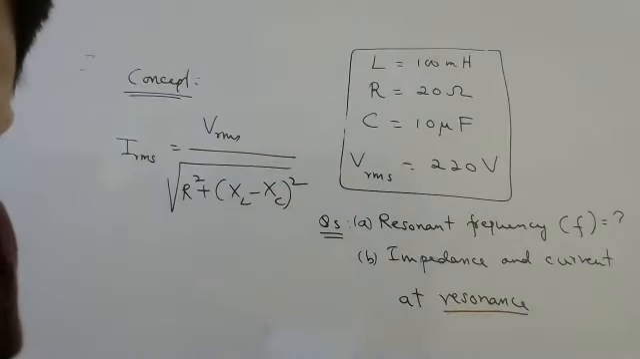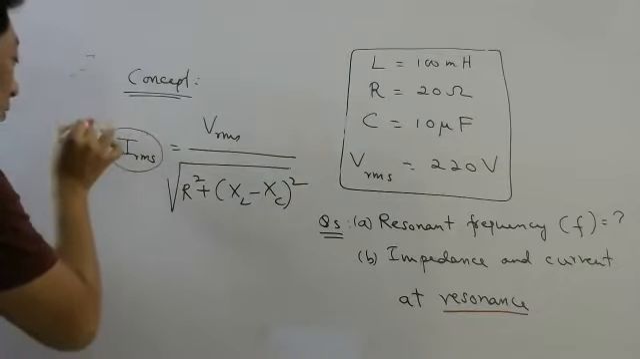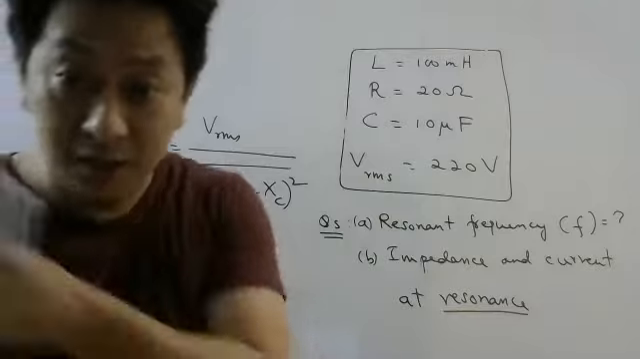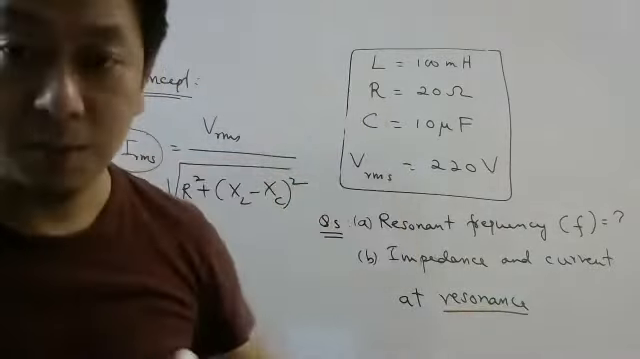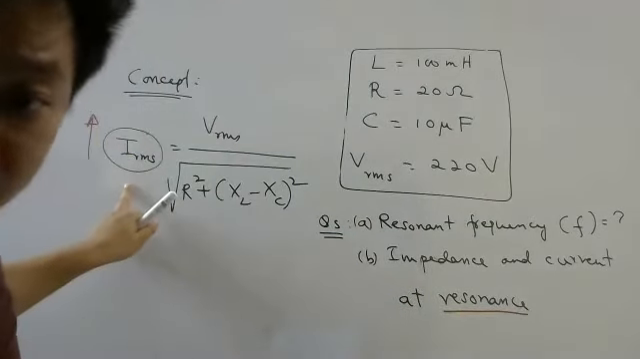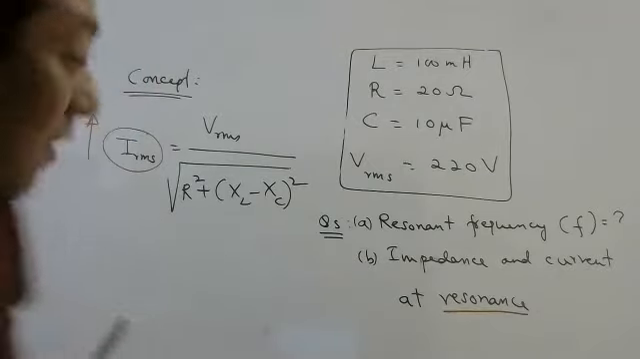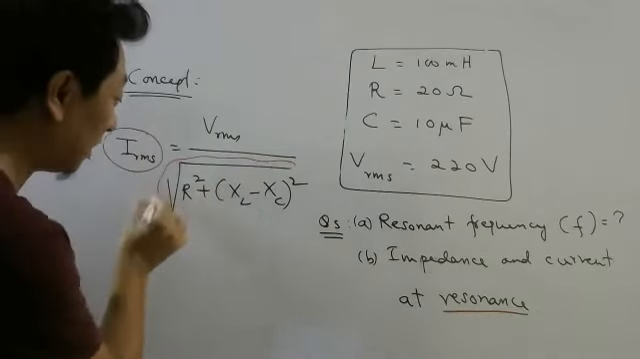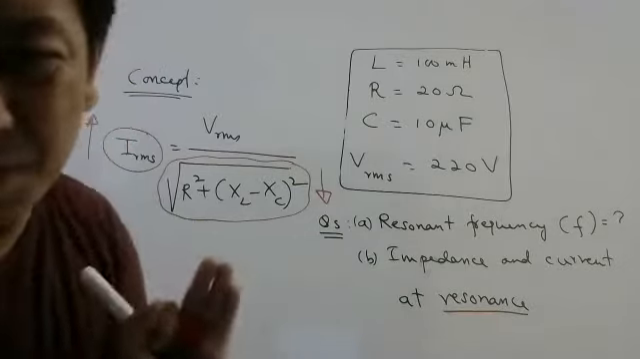Now try to understand one thing. If I ask you when this current will be maximum, when will the current in the circuit oscillate with maximum amplitude? Because if it has maximum peak value, it will have maximum RMS value also, because RMS value is peak value divided by root 2. So when will be this maximum? This will be maximum when denominator is minimum. Agree or not? Mathematics, simple mathematics.